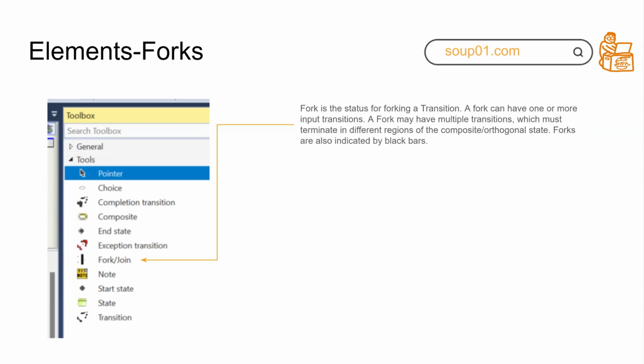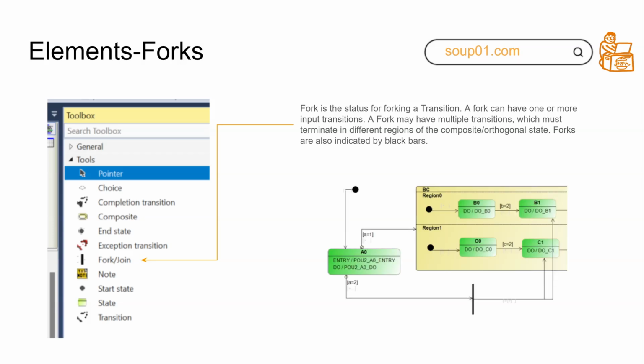Then we have Fork. Fork is a status for floating and a transition. So it can have one or more output transitions. For example, here is an example. When A is equal to 1, you go to the yellow one. But if A is equal to 2, you go to Fork, and the Fork will jump to B1 and C1 at the same time. So it shows a black line.